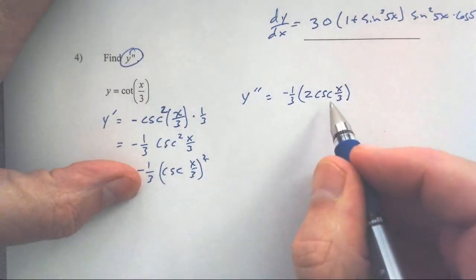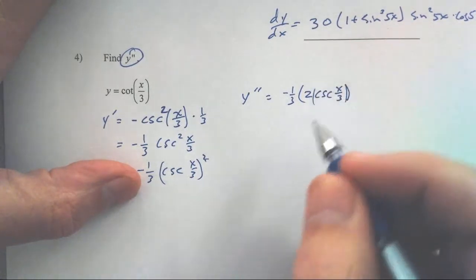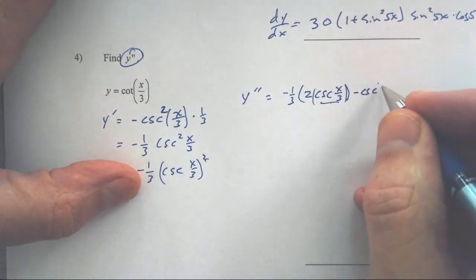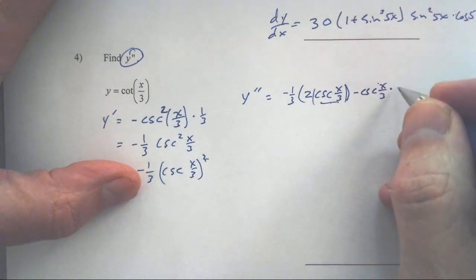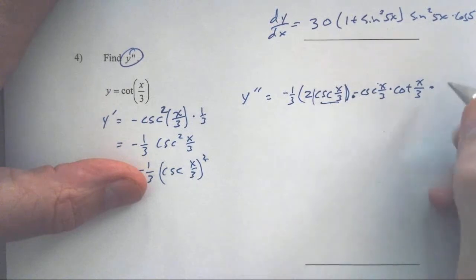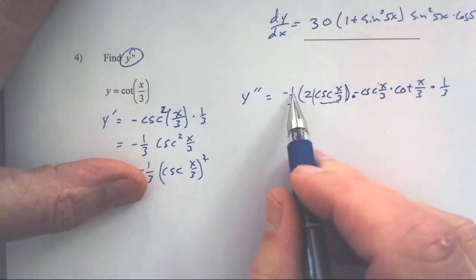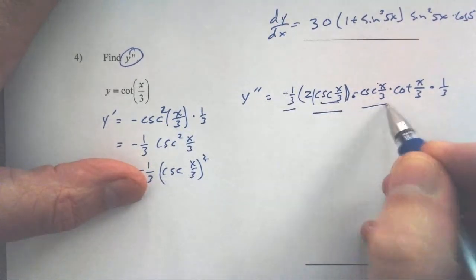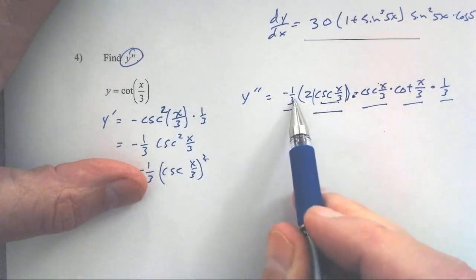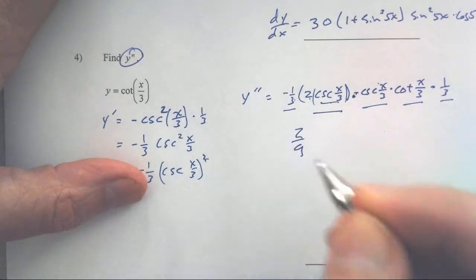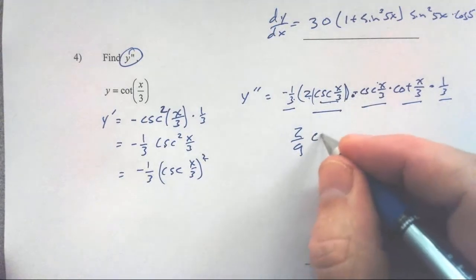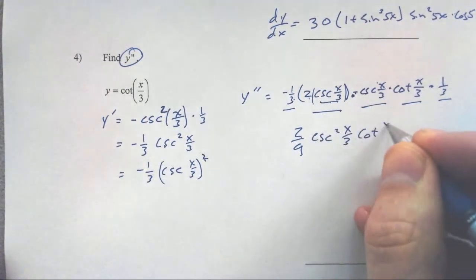And now I need the derivative of cosecant x. So the derivative of cosecant is negative cosecant, in this case, x on 3 times cotangent x on 3 times the derivative of x on 3, 1/3. So we got a lot going on here. Let's see, factor, factor, factor, factor, factor. I can multiply in any order. I've got a negative times a negative, positive. I've got a 1/3 times 2, 2/3 times 1/3, 2/9. I've got a cosecant x on 3 times a cosecant x on 3. I've already taken care of that negative. Cosecant squared x on 3, and I've got a cotangent x on 3.